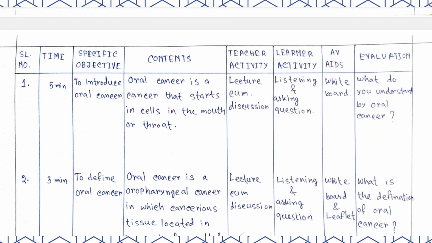Then specific objective: to introduce oral cancer. Content: oral cancer is cancer that starts in cells in the mouth or throat. Then teacher activity, lecture cum discussion. Learner activity, listening and asking questions. AV aid, whiteboard. Evaluation: what do you understand by oral cancer?